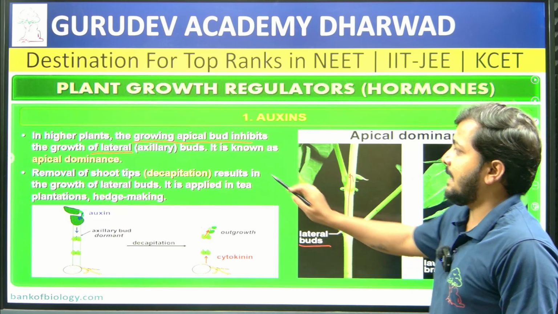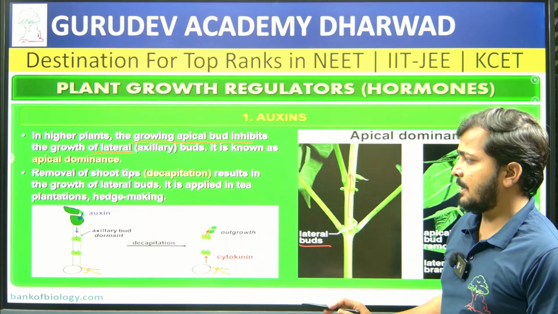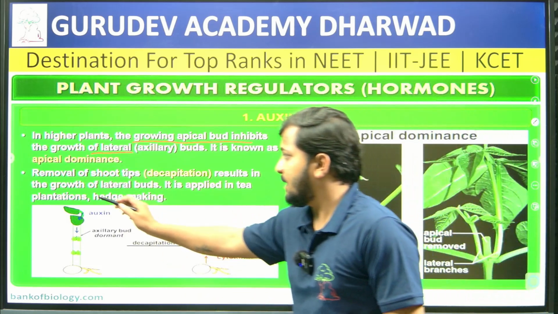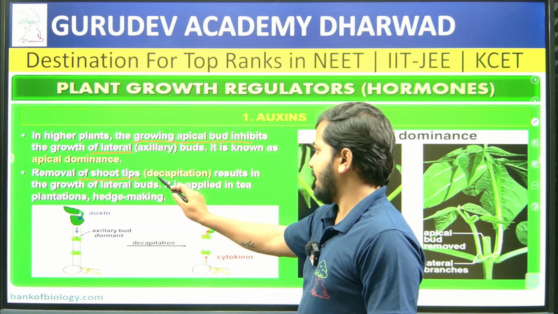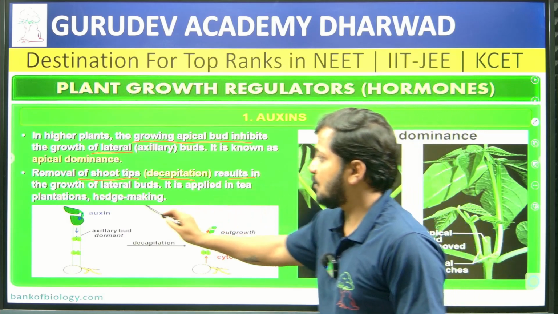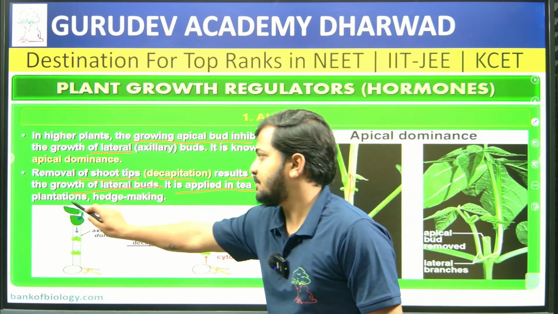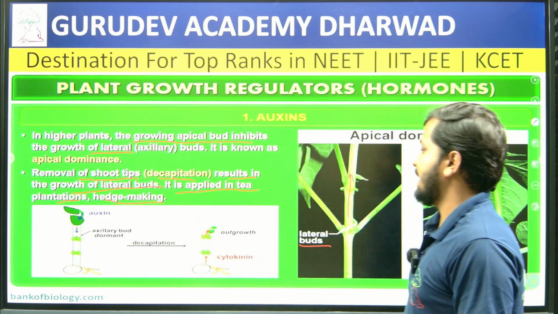Lateral bud, and it is known as what? Apical dominance. Then what they are going to do is removal of what? Shoot tip, mainly decapitation, what we call it as, results in the growth of the lateral bud, and it is applied with respect to tea plantation and hedge making.